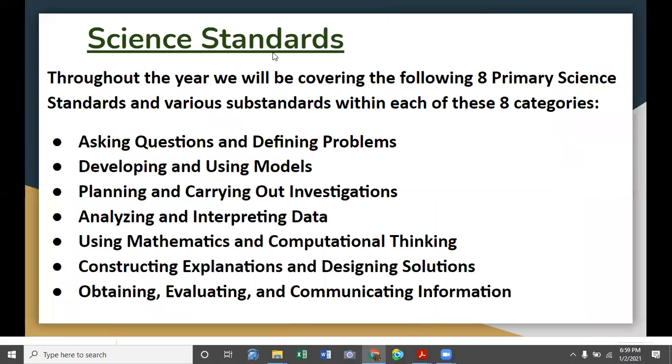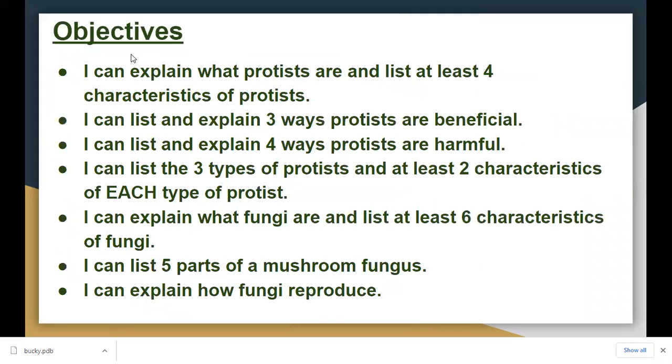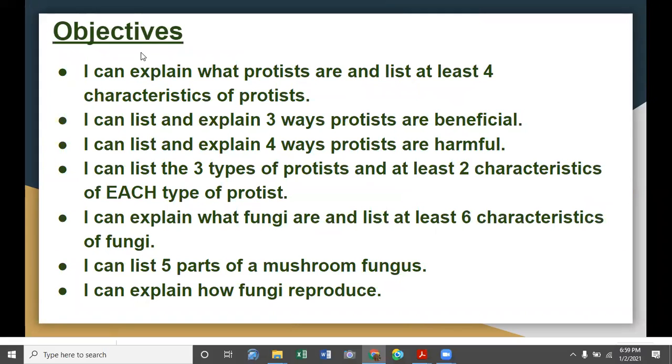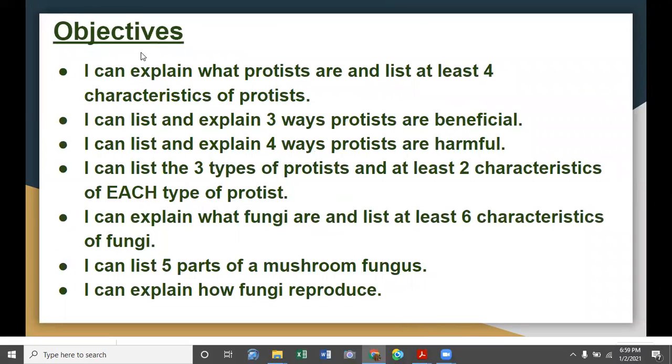Okay, here are our science standards. This is what you are graded on. This is what goes onto your report cards. Those you should be familiar with. And here are the objectives for today. The objectives are the questions at the end of the video as well. Usually you can find the answers to the questions by looking at the title of the slide. That's how I put these in order as well, so your questions also go in order when you look back at the slides.